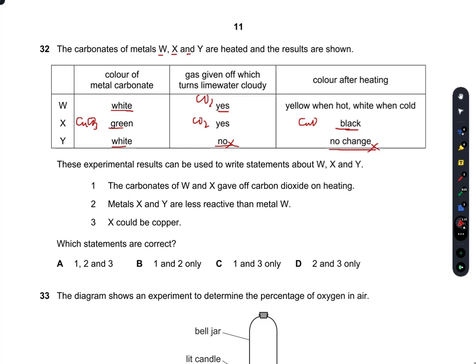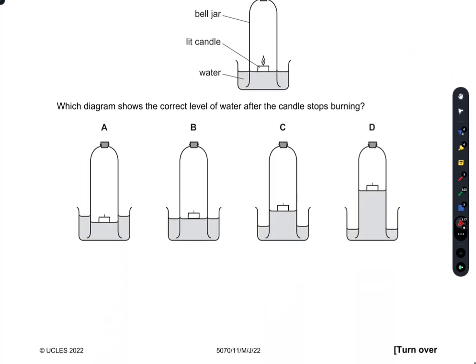These experiment results can be used to write statements about W, X and Y. The carbonates of W and X gave carbon dioxide on heating. Yes, they do give carbon dioxide on heating as they turn lime water cloudy. Metals X and Y are less reactive than metal W. No, they are more reactive. So metal W is less reactive. X could be copper. Yes, X could be copper. So 1 and 3 are true. That means C is our right option.